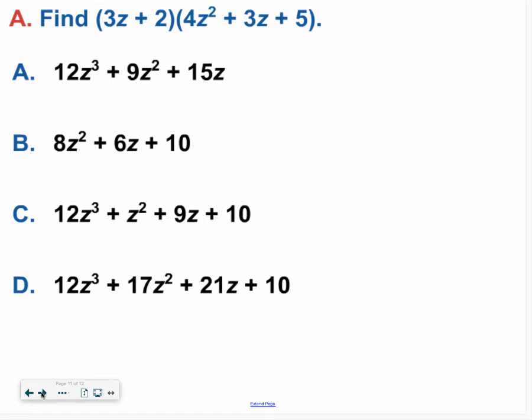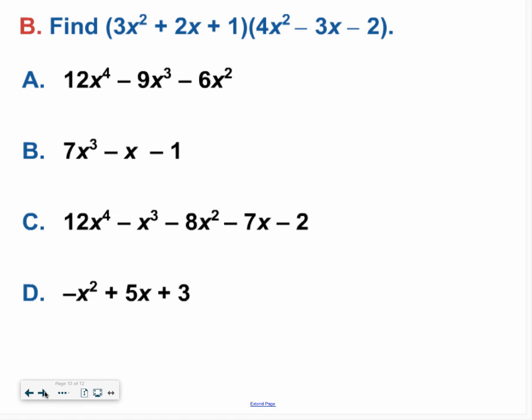Go ahead and try a problem on your own. Hopefully you ended up with 12z cubed plus 17z squared plus 21z plus 10. If not, ask for some help. And the last one for you to do, good luck. Hopefully you ended up with 12x to the fourth minus x cubed minus 8x squared minus 7x minus 2.